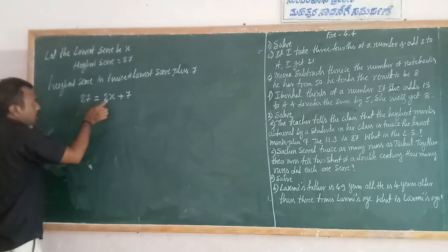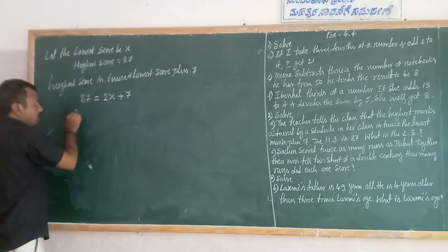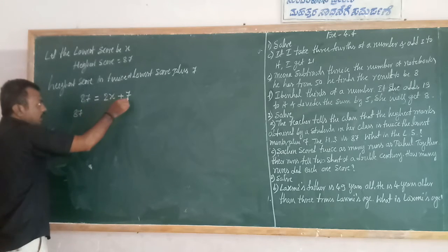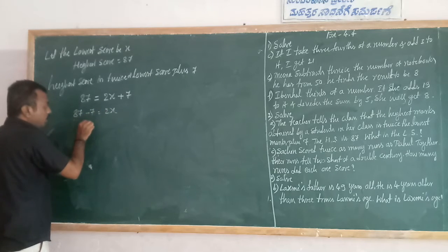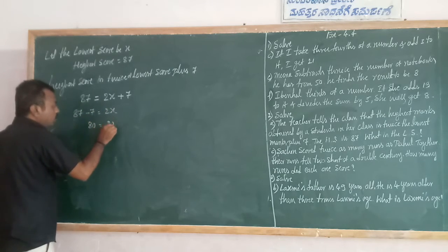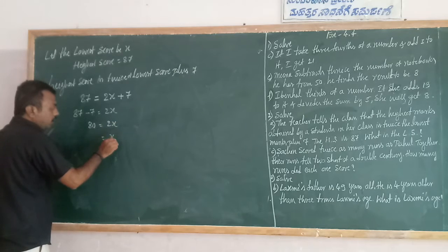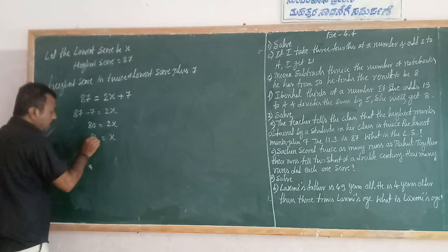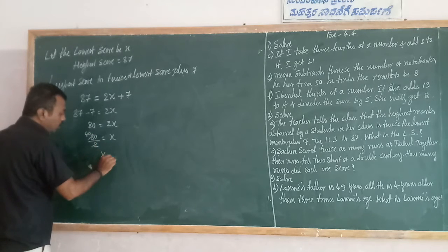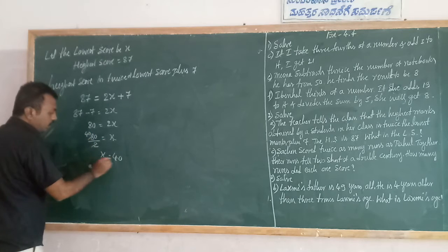Now, students, plus 7 I have to send to the LHS. 87, plus 7 becomes minus 7. It is equal to 2x. Now 87 minus 7 becomes 80, equal to 2x. I want x, so we send the 2 to the LHS. So 80 by 2, 2 fours are 8, 2 zeros are 0. Therefore x is equal to 40.